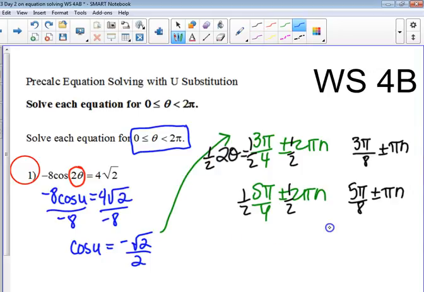Okay, we're finally ready to find our answers. Two of the answers are 3 pi over 8 and 5 pi over 8. Yay, we have 2 of them.